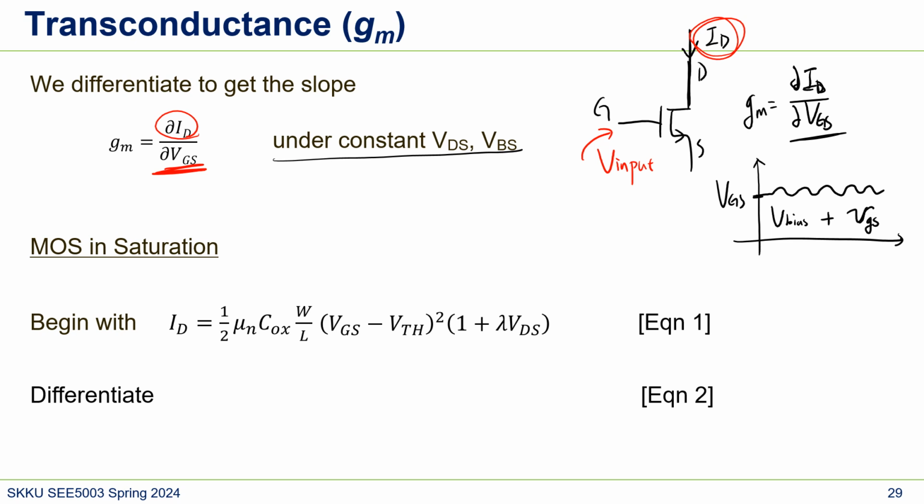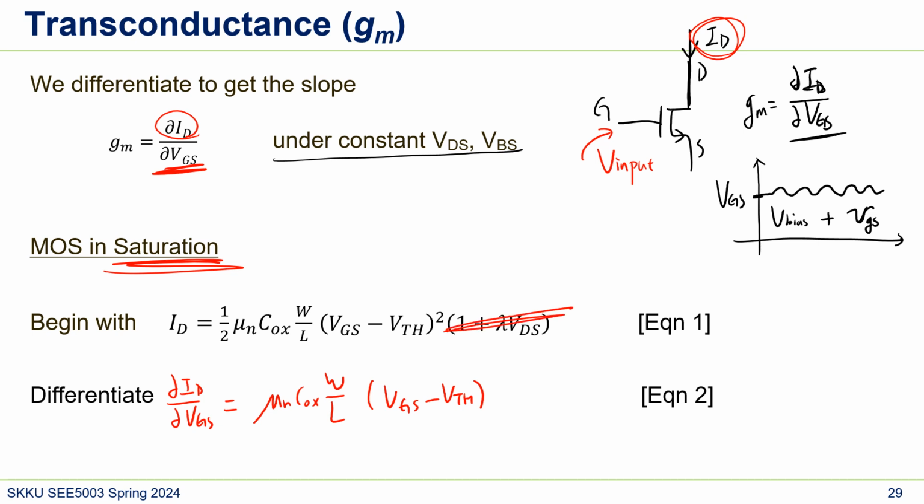It's kind of easy. Here we already learned that ID is represented like this, in saturation. So we're talking about the transconductance in saturation. Let's differentiate with respect to VGS. It becomes mu n COX W over L times VGS minus VTH. At this point, let's just ignore the channel length modulation in this part. So this is a very important equation. We need to memorize it.